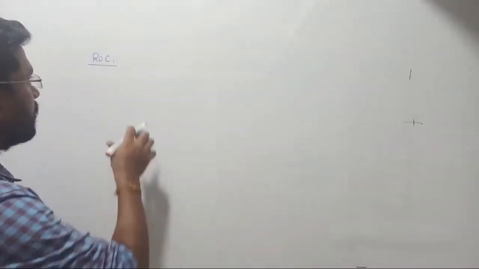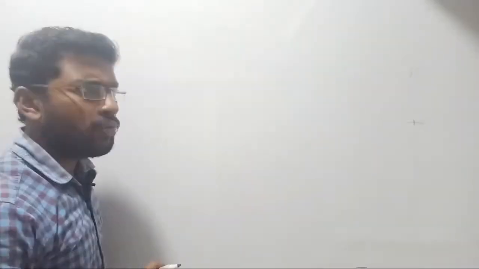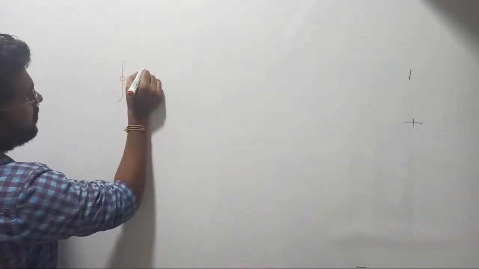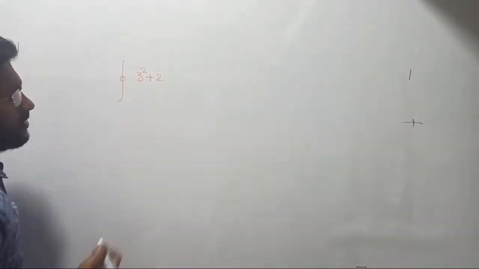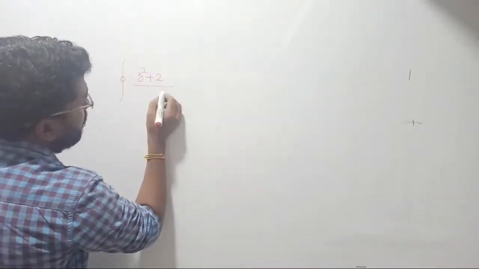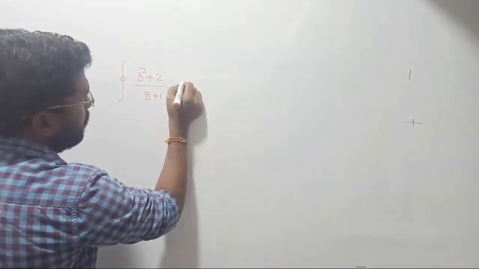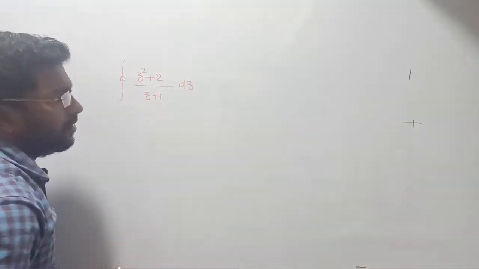Fine. So region of convergence. Let us rub these things. Let me take some other example. For an example, a function is given like this: z square plus 2 in the numerator, whereas in the denominator, they said z plus 1, into dz. A function is defined like this.